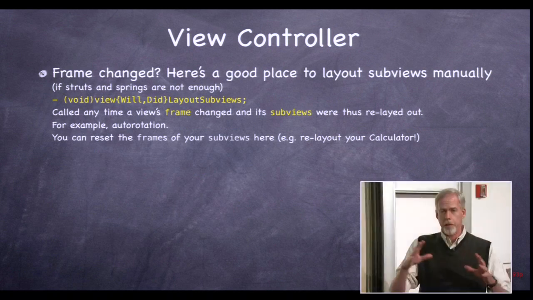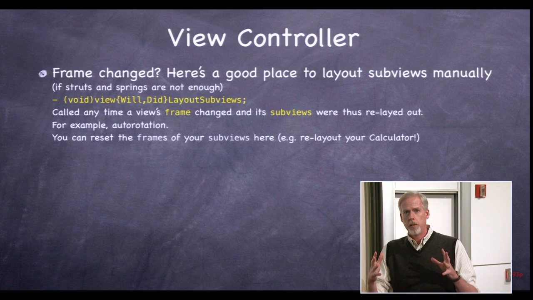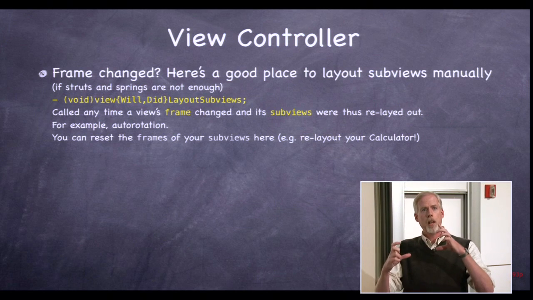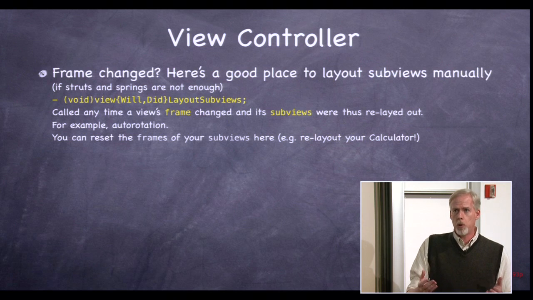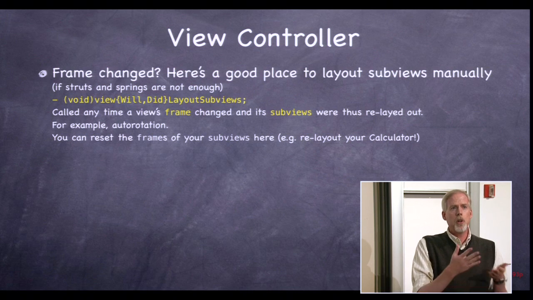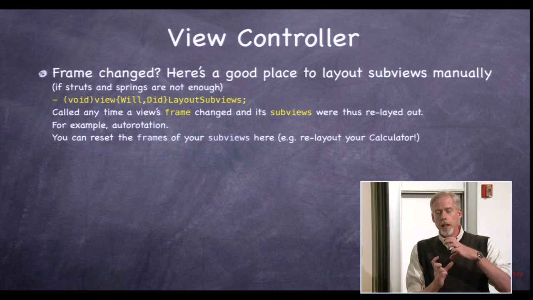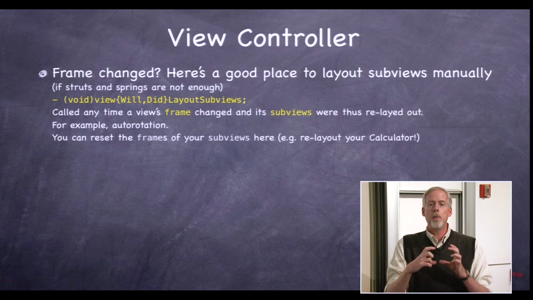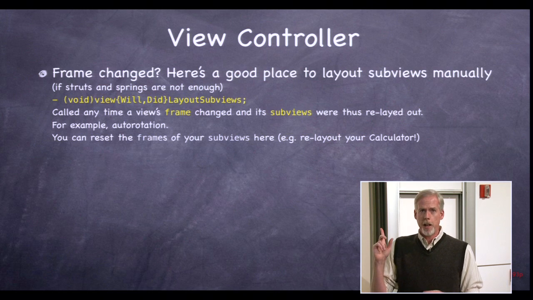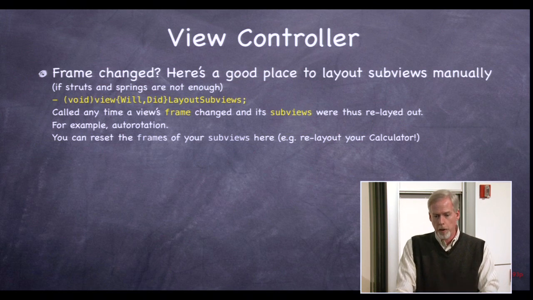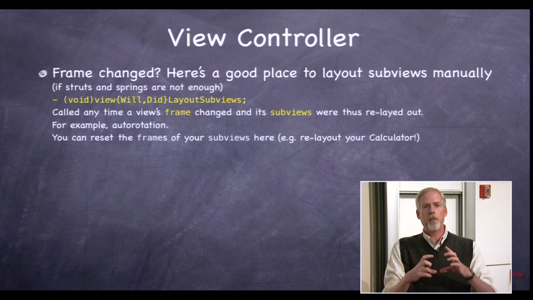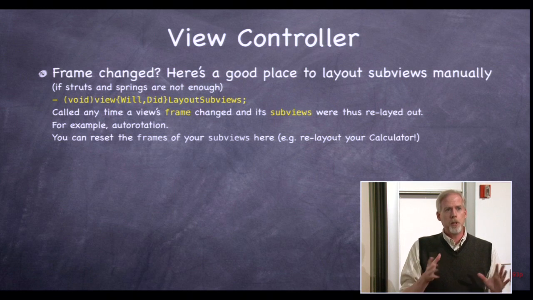Another nice thing in the life cycle is the frame has changed, okay? So this happens, for example, when you do auto rotation. The frame of your view changes, okay, and we saw that we handled this mostly with struts and springs. But what if the struts and springs just aren't good enough, like your calculator's layout? There's no way you can do struts and springs and make your calculator lay out in landscape automatically. So the methods here, view will layout subviews and view did layout subviews, are called just before the subviews get laid out because of a frame change. Okay? Just before and just after. So really in either one of those methods you can get involved.